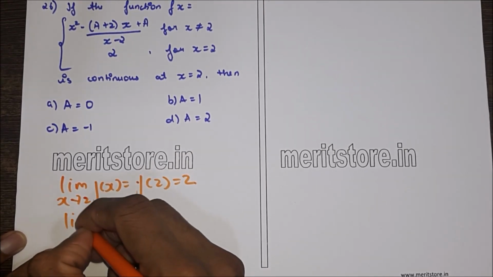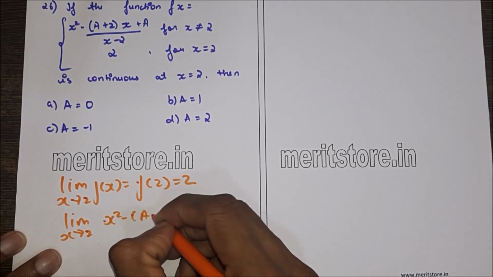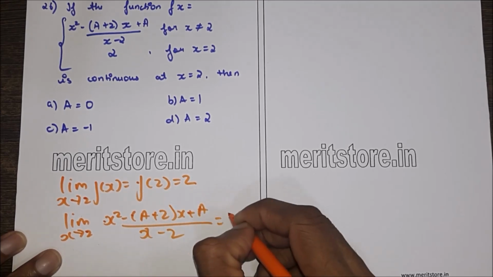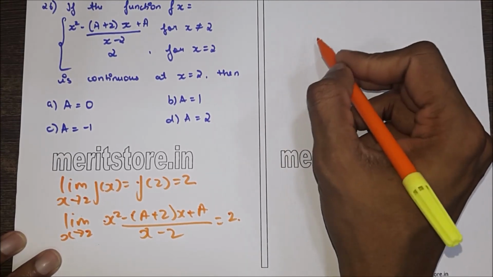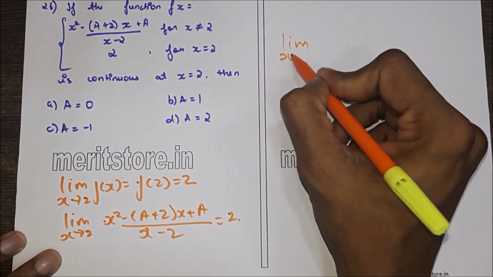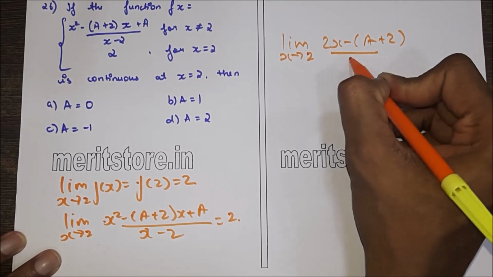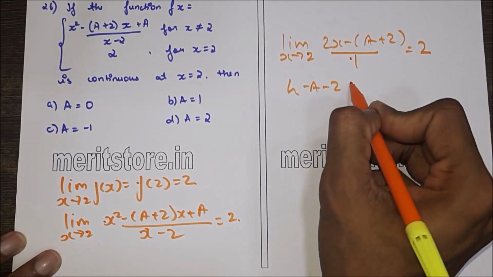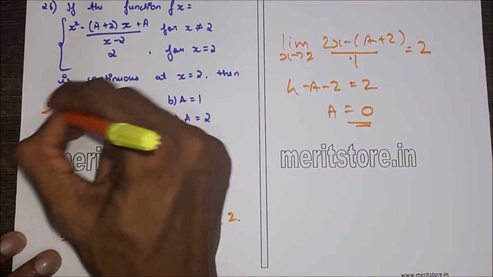Therefore, that is limit x approaches to 2 of x square minus (a plus 2) into x plus a upon x minus 2 equal to 2. So the left hand side must be of 0 upon 0 form. So using L'Hospital's rule, we have limit x approaches to 2 of 2x minus (a plus 2) upon 1, which is equal to 2. Therefore we get 4 minus a minus 2 equal to 2, where we get a is equal to 0. Therefore option A is the correct answer.